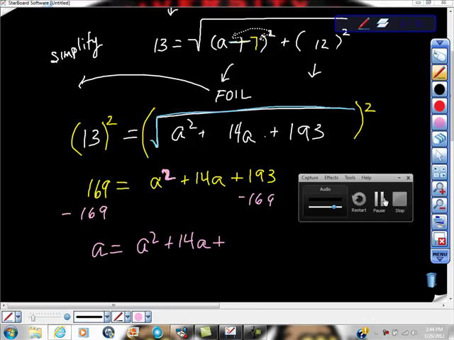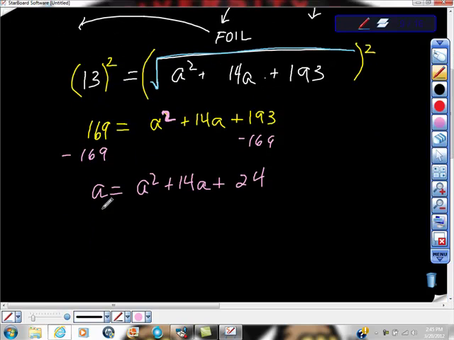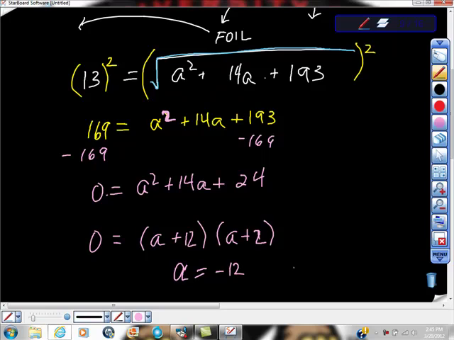Well, my brain stopped for a second. It's 24. And then we can finally factor this, right? So we have 0 is equal to this, and we have a plus 7. Whoops, no, it's not. A plus 12, a plus 2. How did I get that? We want two numbers that add to 14 and multiply to 24. 12 plus 2 is 14. 12 times 2 is 24. Our answers are a equals negative 12 or a equals negative 2. All right?